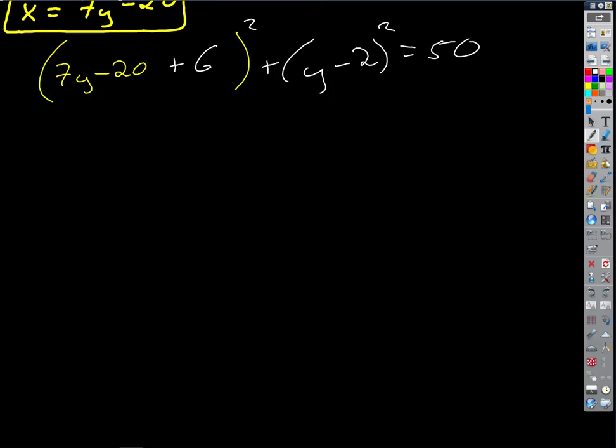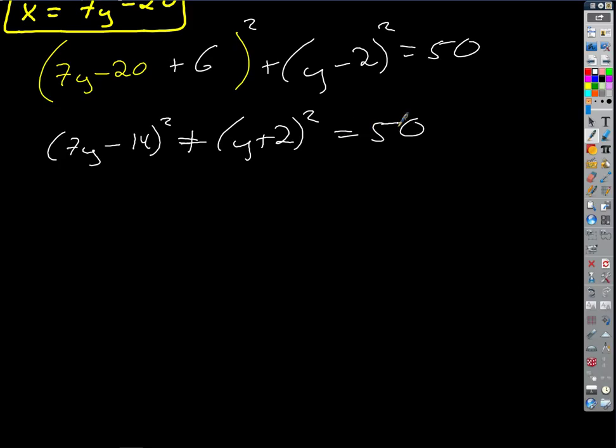Okay, so now we'll just simplify, right? What's the first step in simplifying here? Parentheses. Can't do anything there, but I can there, right? What do I do there? Add 6, okay. So (7y − 14) squared plus (y − 2) squared equals 50. Now what?